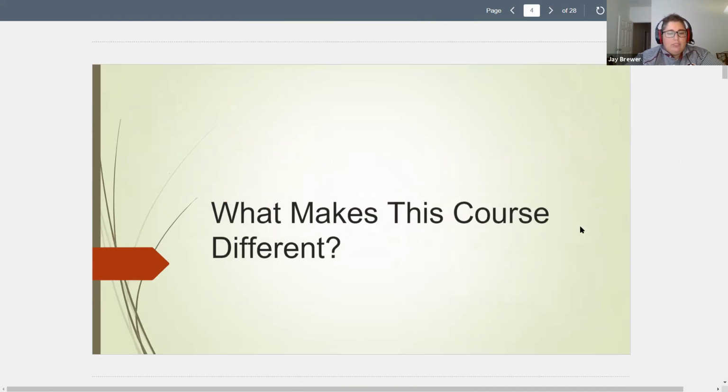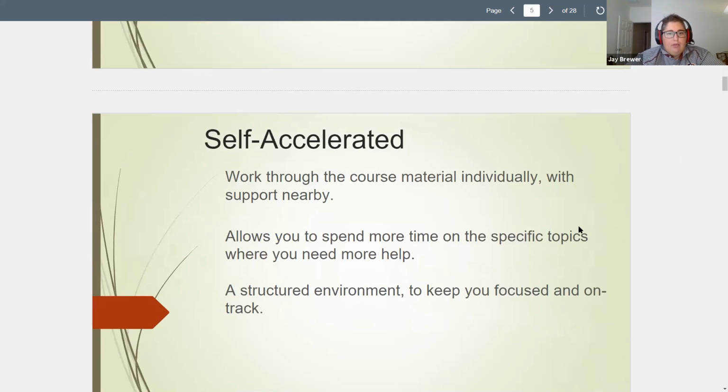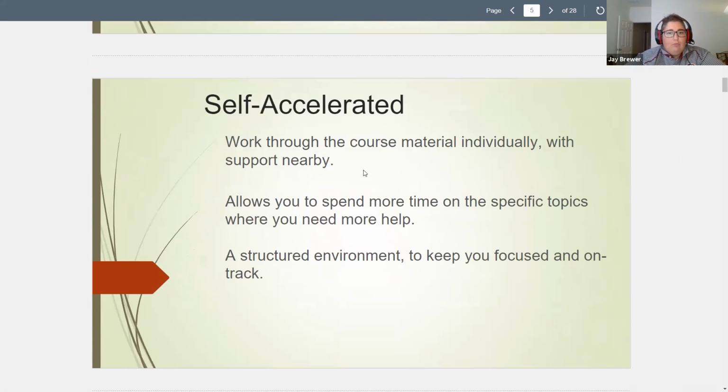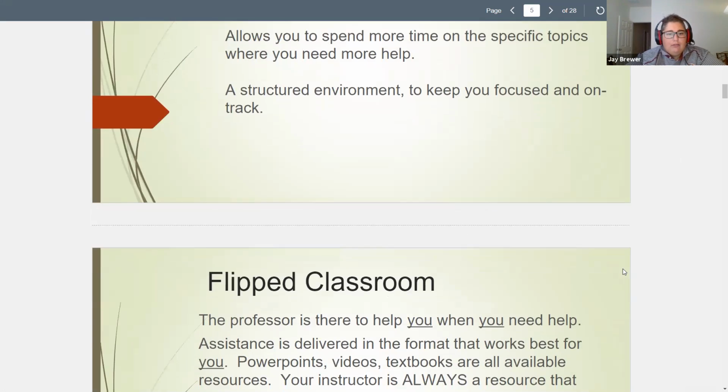Why is this course different? It's self-accelerated. You work through the course material individually with support nearby. That support would be me and the tutoring center, and of course, all of Hawk's amazing resources. This allows you to spend more time on specific topics where you might need more help. A structured environment to help keep you focused and on track.